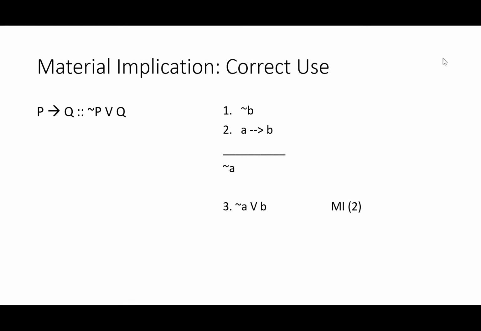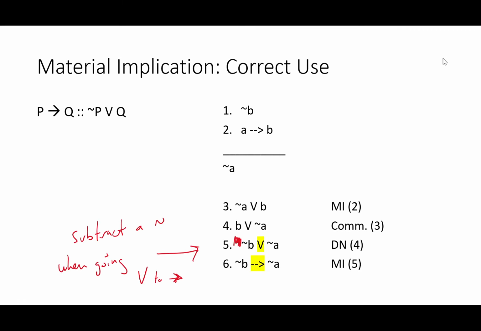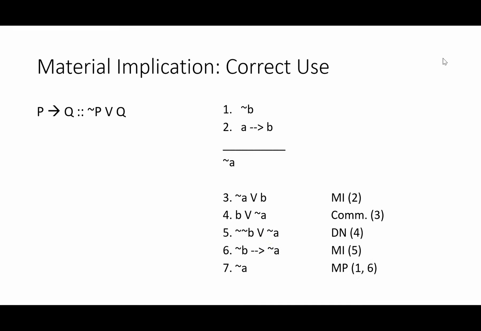First, material implication for line 2, so that it reads either not A or B. You add a negation when going from arrow to V. Now we'll switch the order with commutation, B or not A, and add some negations with double negation, not B or not A. Now material implication again, we remove a negation and we switch from V to arrow. If not B, then not A. Well, we have not B after all, so we've got not A through modus ponens.